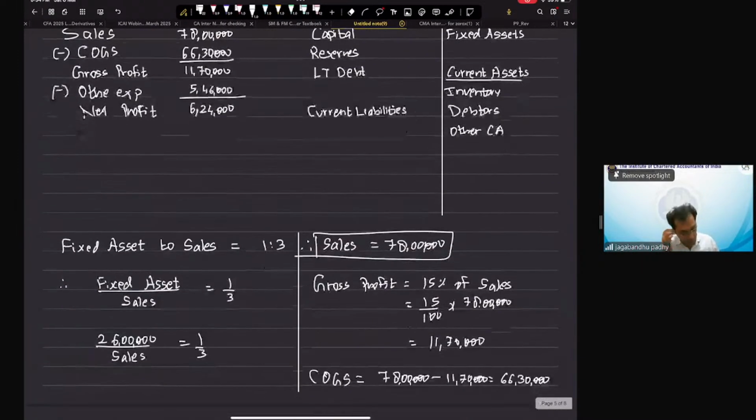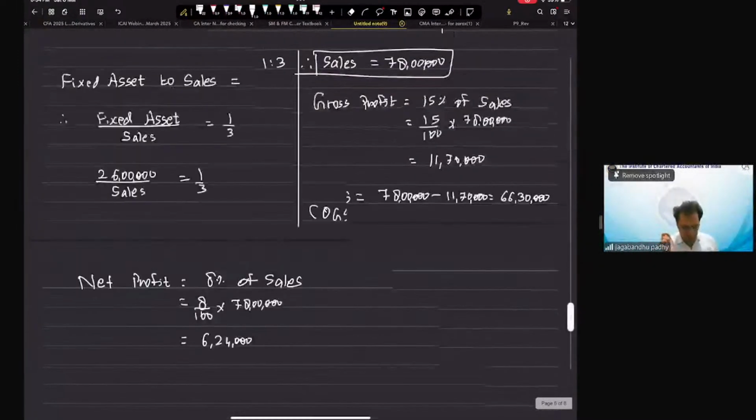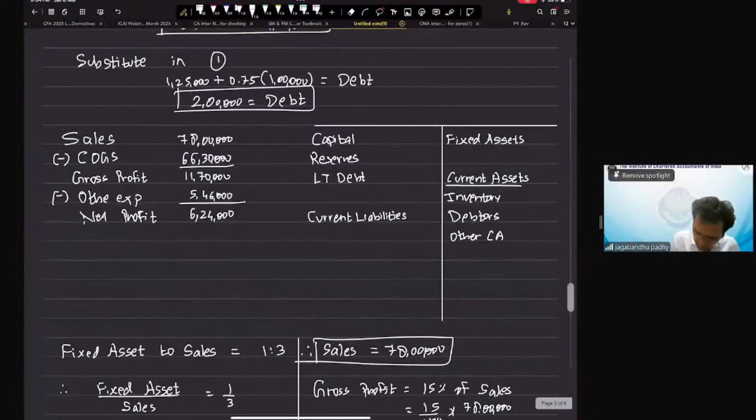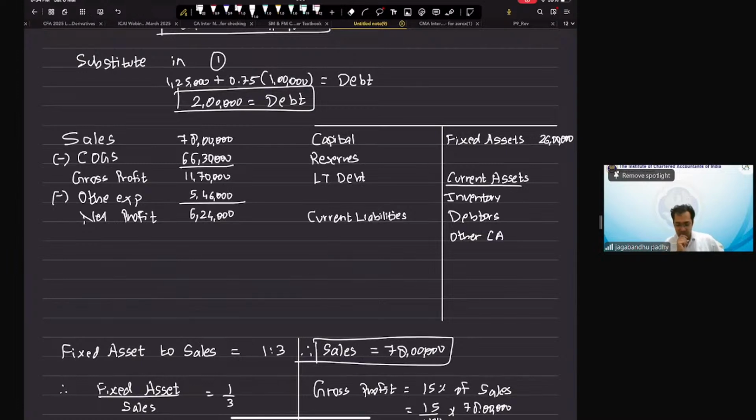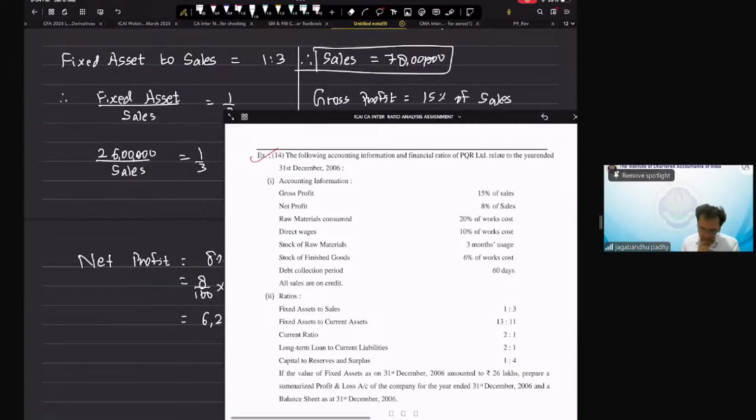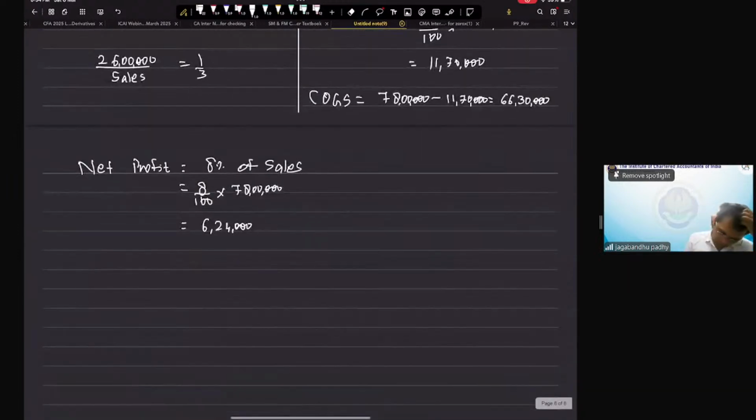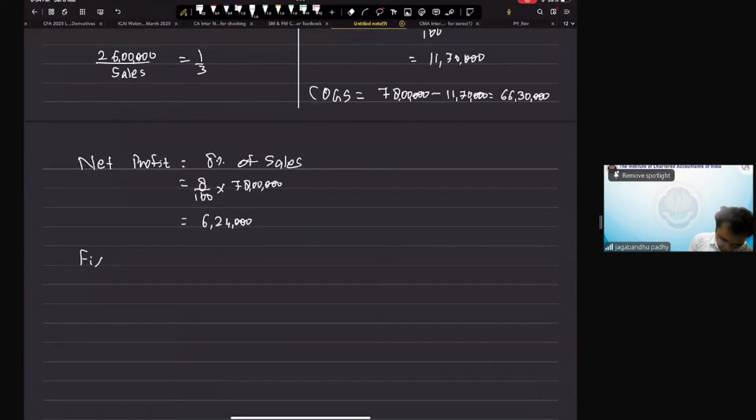Now we have to go for the balance sheet. Now, even in balance sheet, we know the value of the fixed asset is 26 lakh. And they're stating that current ratio is 2 is to 1, and the fixed asset to current asset is 13 is to 11. So let me use that ratio. Fixed asset to current asset.